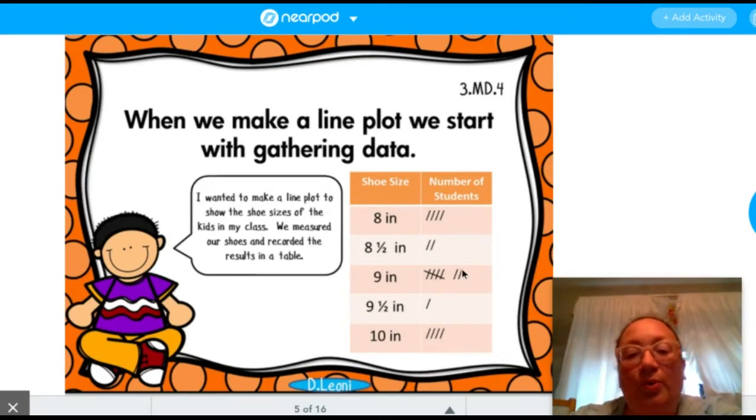All right, guys, I don't want you to get confused because this is where some people do. You have to make sure you understand that these are the shoe sizes and these are the number of students, because when we start putting the data in the line plot, it might get a little confusing.